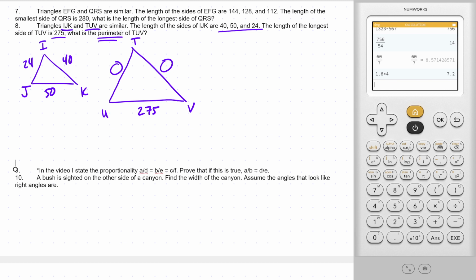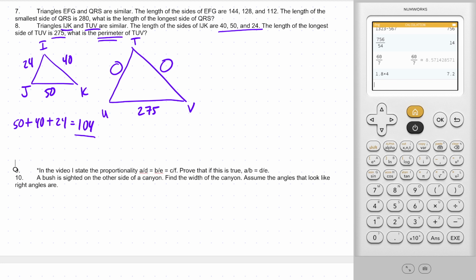You just add up those sides and you say, okay, 50 plus 40 plus 24, and let's see, 50 plus 40 is 90 plus 20, oops, I wrote that wrong. I was about to get some nasty comments there. People saying, you made an error. All right, so let's try that again. 50 plus 40 is 90, plus 24 is 104. So the perimeter of IJK is 104.